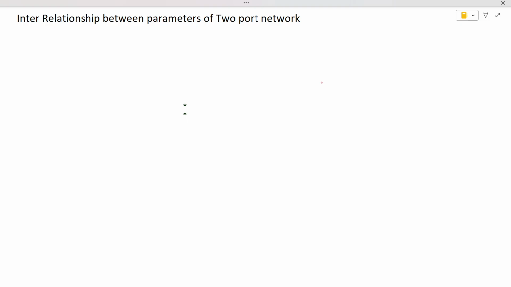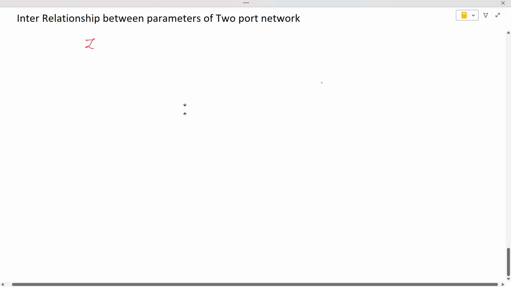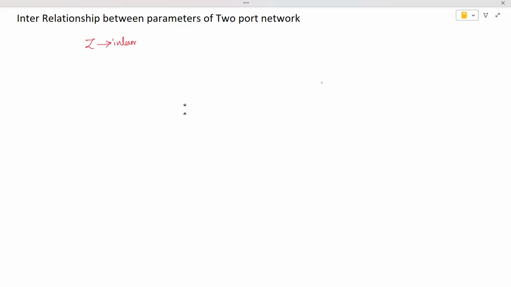Today we are going to discuss the interrelationships between the two-port network parameters. In the previous video, we expressed Z parameters in terms of Y parameters and Z parameters in terms of ABCD parameters. Now we are going to see the derivation of Z parameters in terms of hybrid parameters.